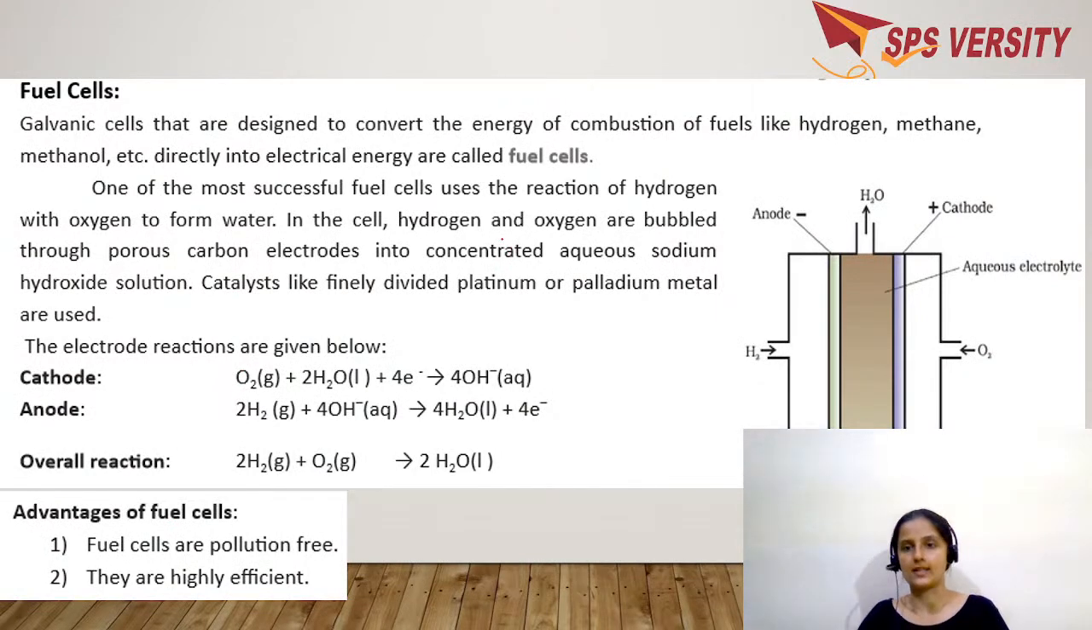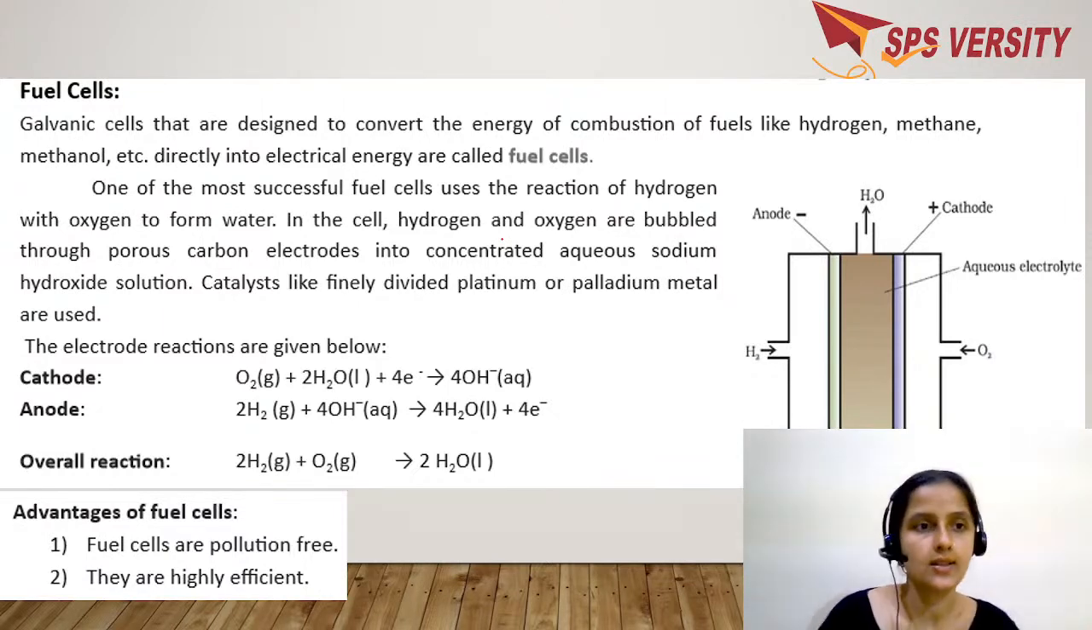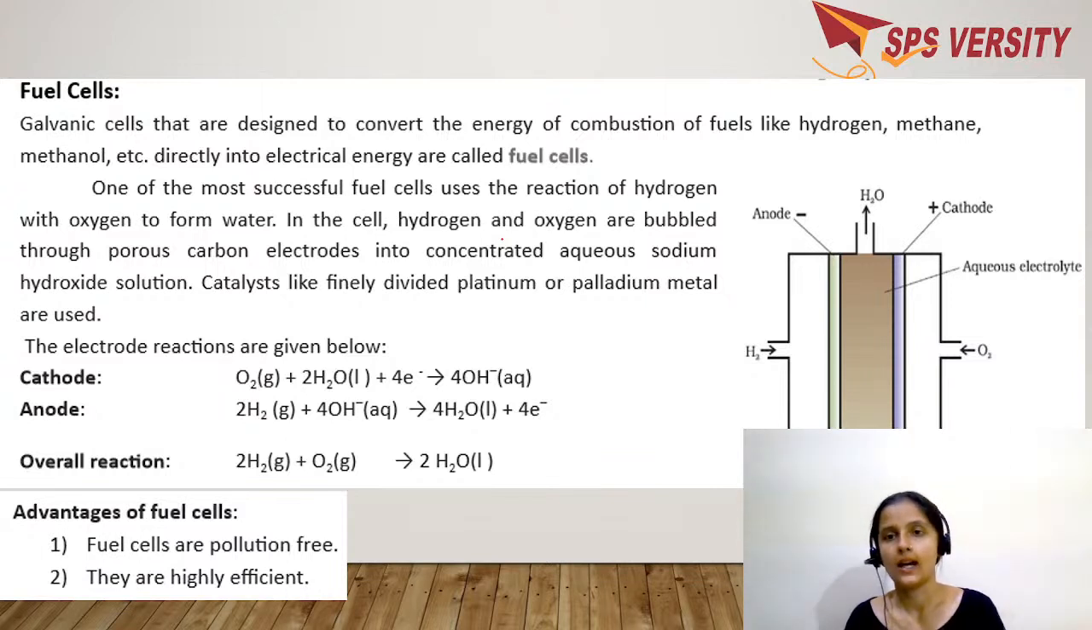Then we have fuel cells. The major advantage of the fuel cell, why you have to use the fuel cell, is that here the byproduct is water only. In the other cells, after the reactions there will be chemicals, and the battery gets wasted. You have to throw it. It is not environmentally friendly.